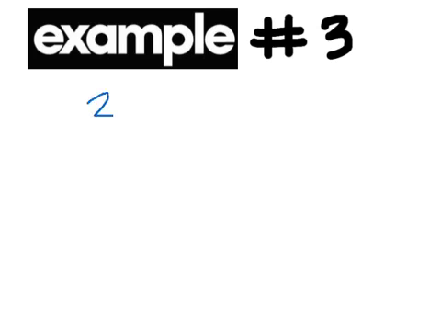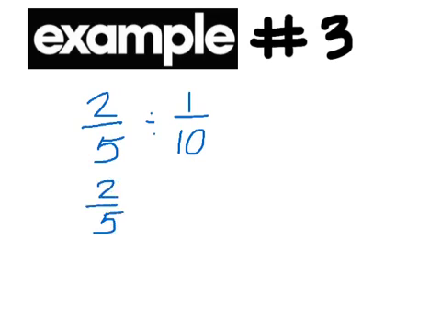Example 3. 2 over 5 divided by 1 over 10. Before you do anything, you have to change the problem. Keep the 2 over 5, but if you're dividing by a fraction, then you have to change it to multiplication and then flip the second fraction to make it like that. And once you're there, you're right back to a multiplication problem.